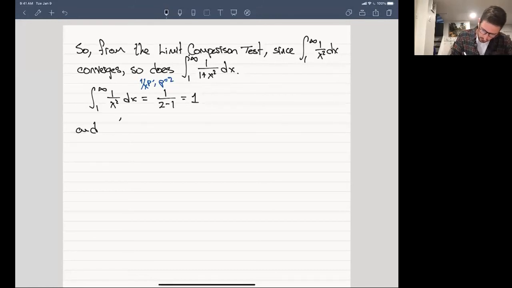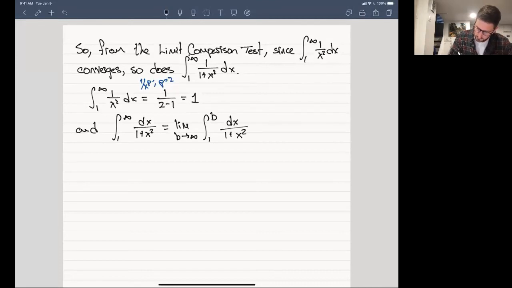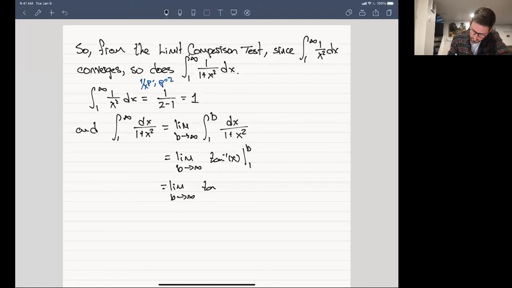And the integral from 1 to infinity of dx over 1 plus x squared, this one, we have to do a little bit more work. This is the limit as b goes to infinity of the integral from 1 to b of dx over 1 plus x squared. This is an arctangent, a tan inverse. So we have tan inverse of x running from 1 to b, which gives me the limit as b goes to infinity of tan inverse of b minus tan inverse of 1.